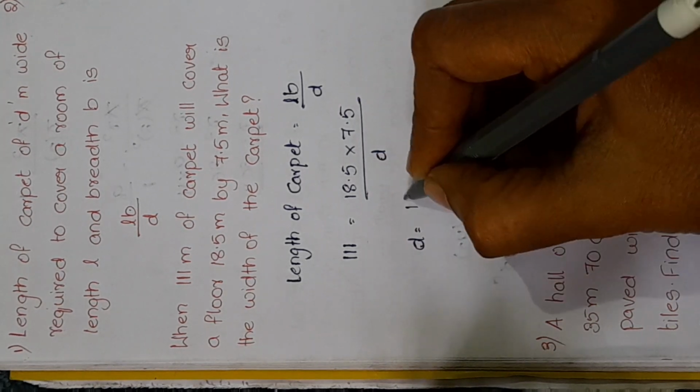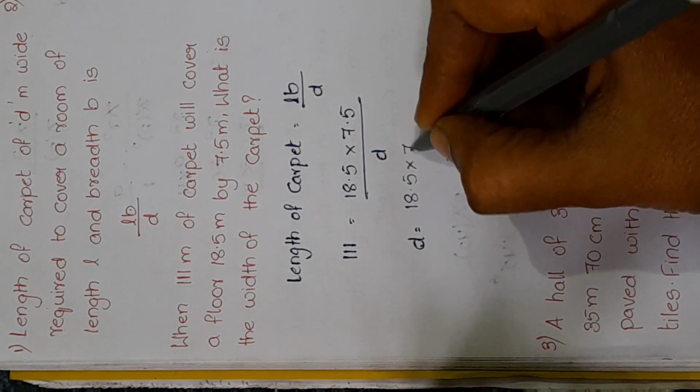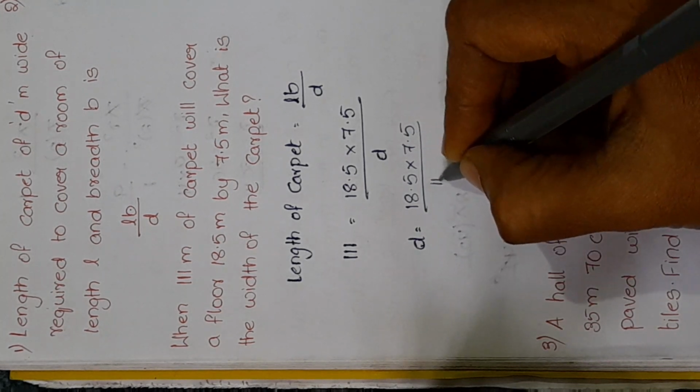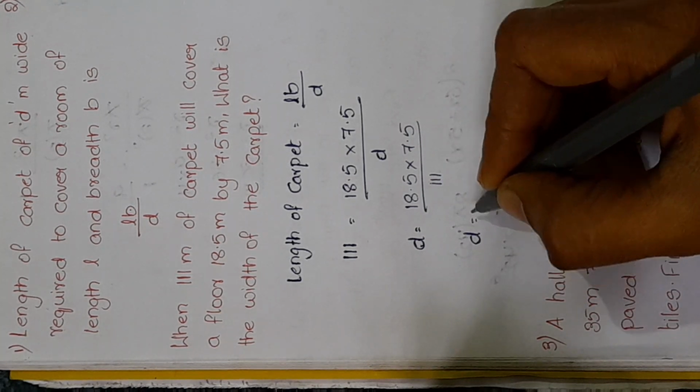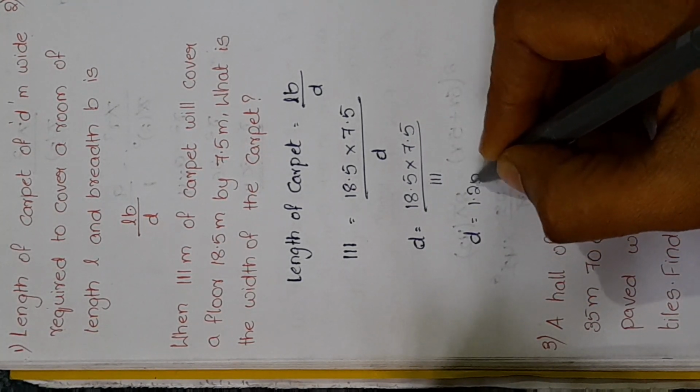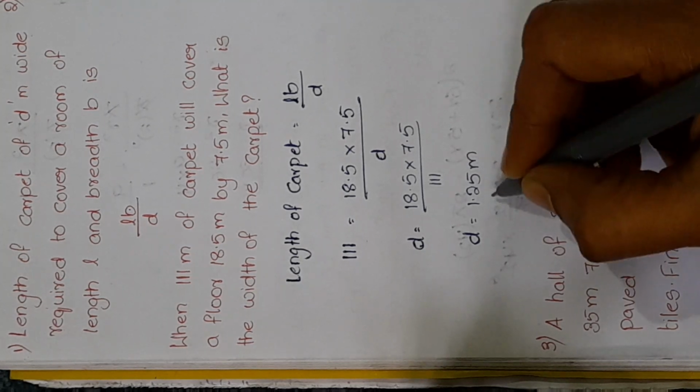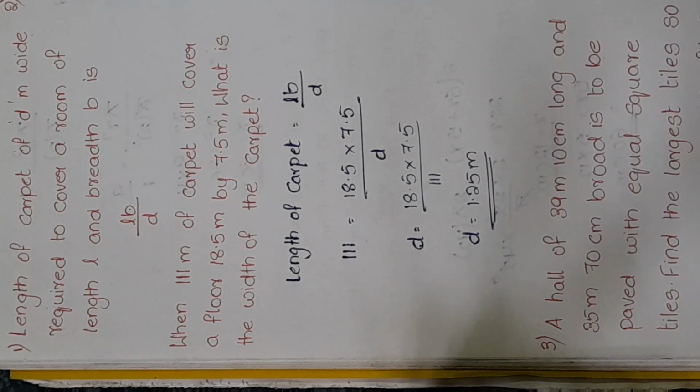So D is equal to 18.5 into 7.5 by 111. On cancellation we get D value is equal to 1.25. D is equal to 1.25 meters. That is the width of the carpet required.